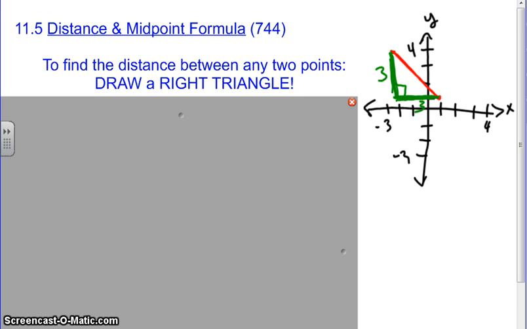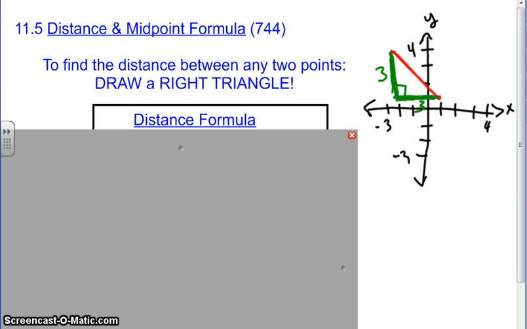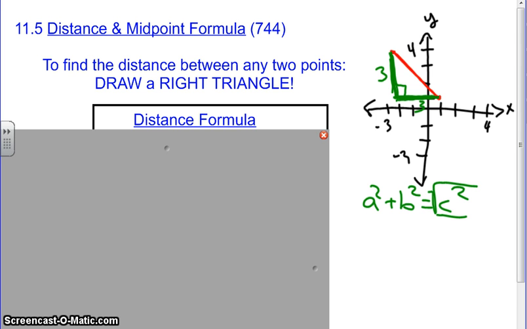Now we could use the Pythagorean theorem, right? But the Pythagorean theorem is going to look different because we're calling this now the distance formula. If the Pythagorean theorem says a squared plus b squared equals c squared, what would we do to get c alone right now? Kelly? Find the square root. Take the square root. So we'll take the square root of both sides, which leaves c on its own, and we have the square root of a squared plus b squared.